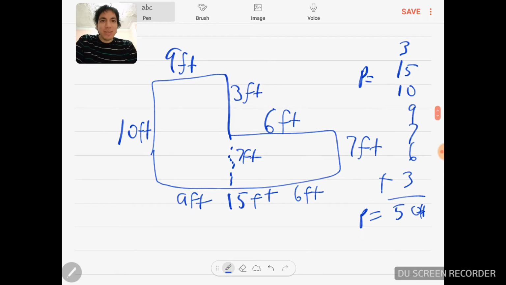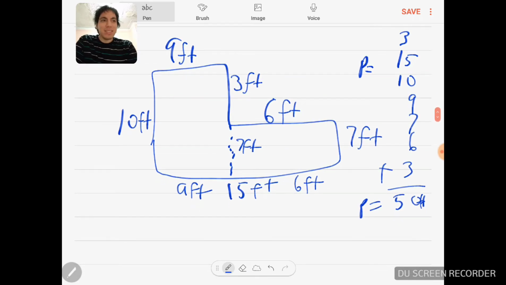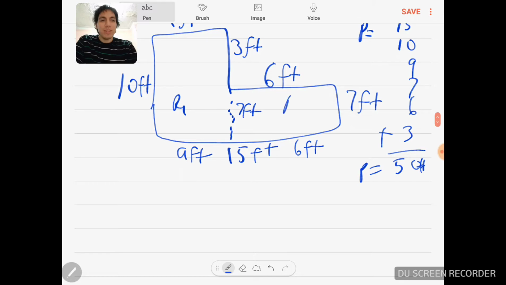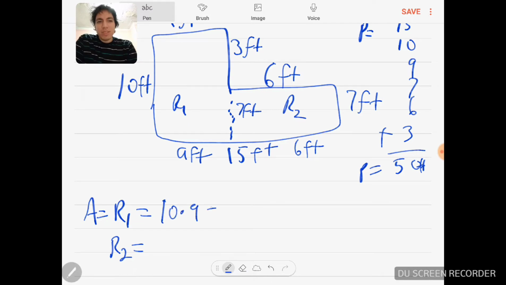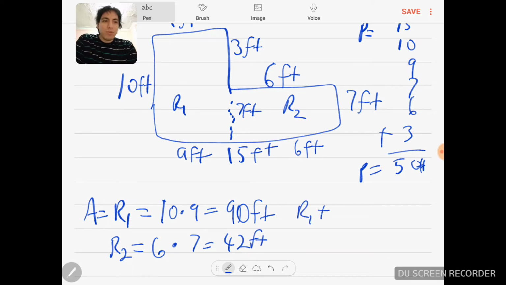Anyway, remember, you do that so now you won't confuse the sides when you multiply 10 times 9 for rectangle 1. This is rectangle 2. I'm just choosing whichever letter I want for the rectangles. You could choose whichever letter you want. It doesn't have to be in a specific order. Anyway, rectangle 1's area is 9 times 10, and I get 90 feet. While the other one is 6 times 7, which is going to be 42 feet. And I add up rectangle 1 plus rectangle 2 for my total of 132 feet for my area.